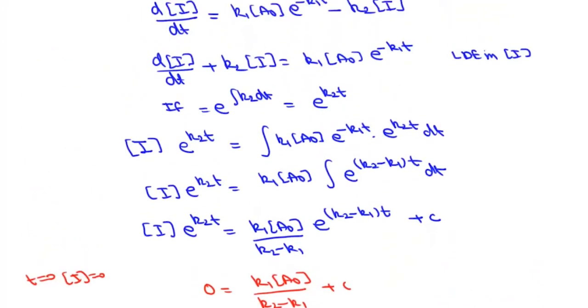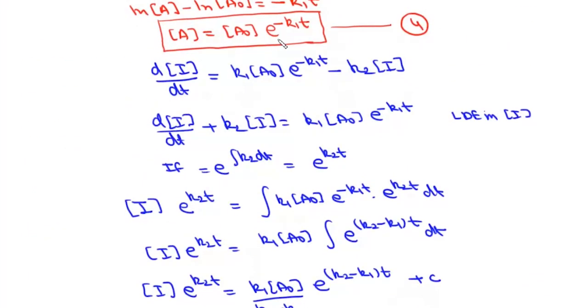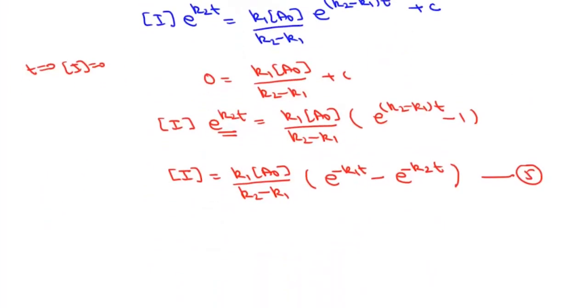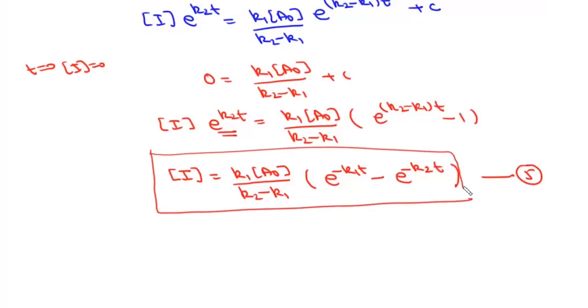So basically we have got concentration of A. So concentration of A at any time T, it is given by A0 e to the power minus K1T, and concentration of this intermediate I, it is given by K1 into A0 upon K2 minus K1 into e to the power minus K1T minus e to the power minus K2T.